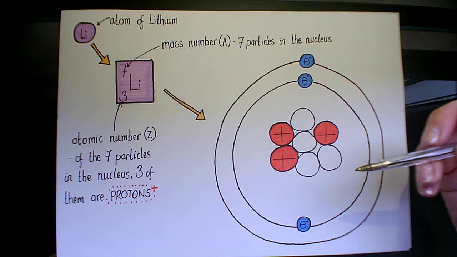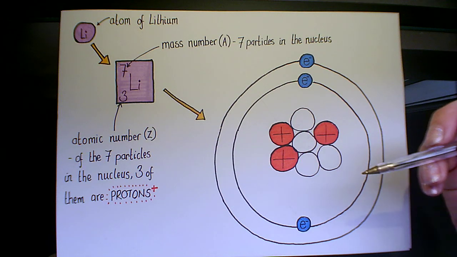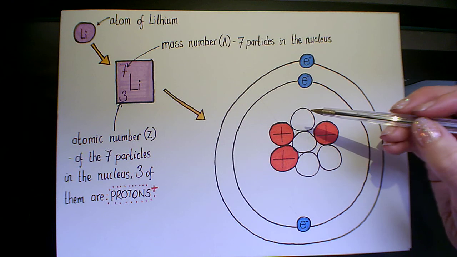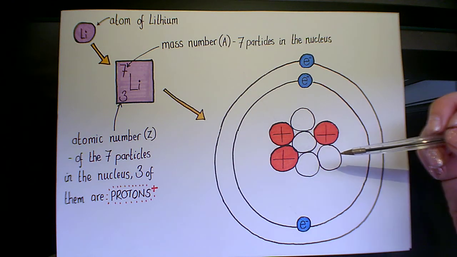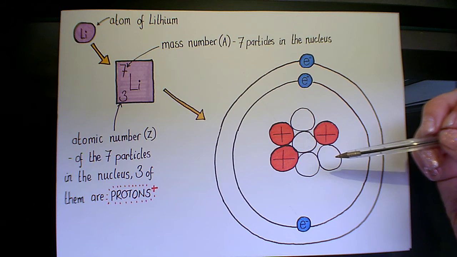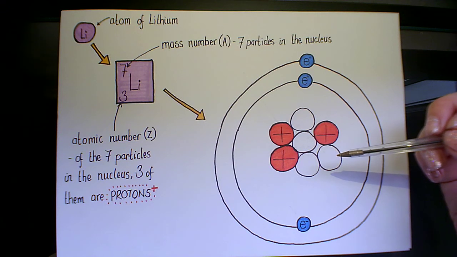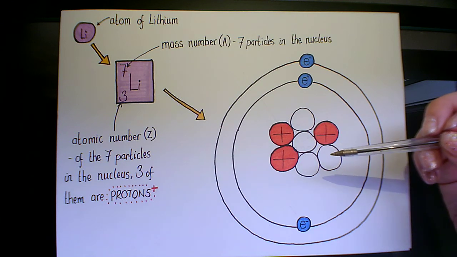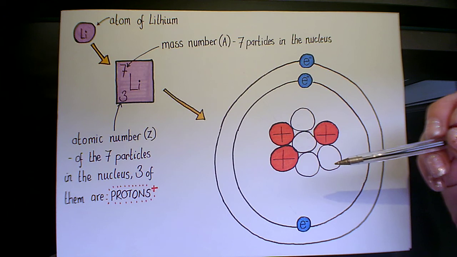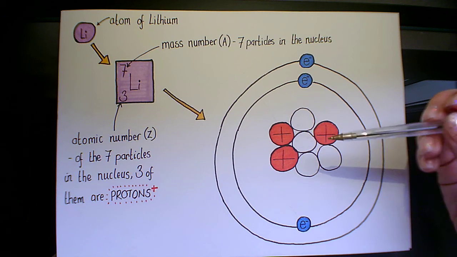And this structure is the same for any atom. The only thing that's different is the number of protons, which are in red, and the number of neutrons, which I have left blank, left white, because they are neutral with no charge. So atoms just have different numbers of protons and neutrons in their nucleus, and that gives them their identity. But we'll stay focused on lithium for now.